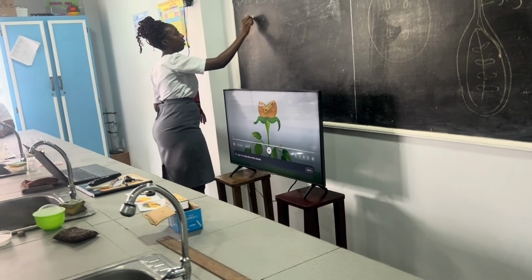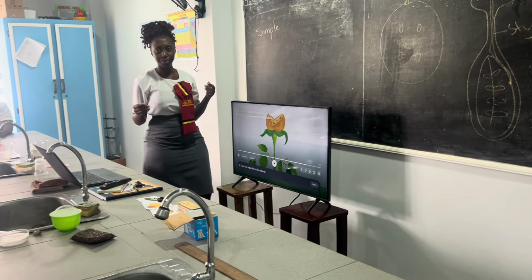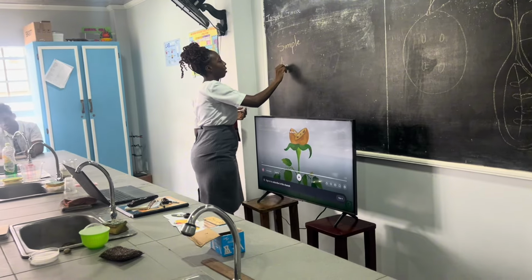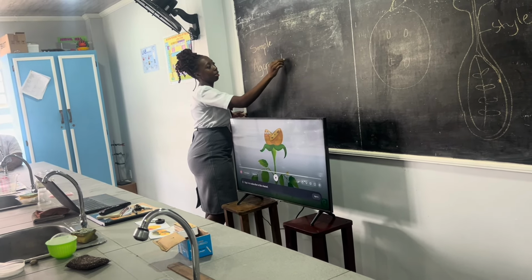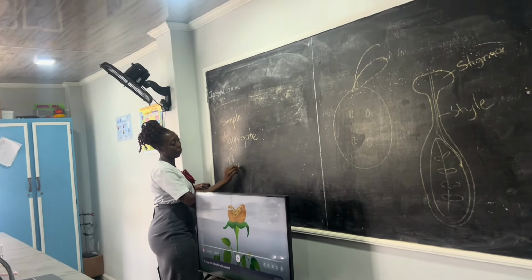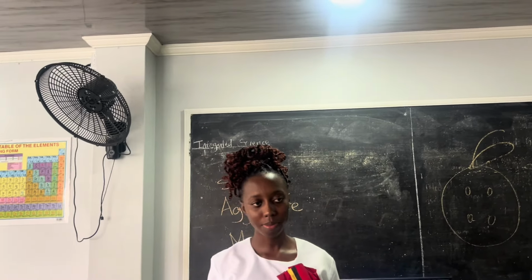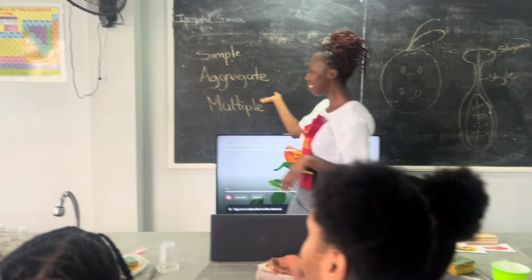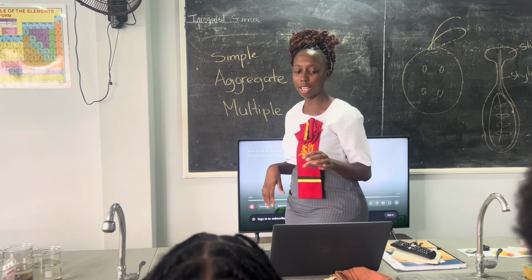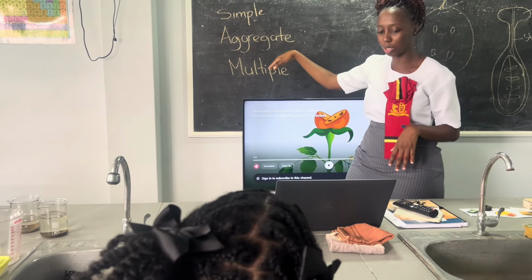We have simple. Think about it. What fruit can fall under simple? And you will tell me why you think it falls under simple. Aggregate, and then we have multiple. Alright, so instead of telling you exactly what these types are, I'm going to read some definitions and you're going to try to figure out if it's a simple, aggregate, or multiple fruit.